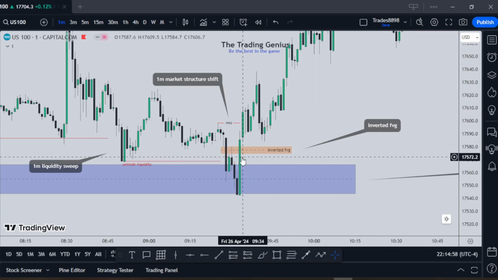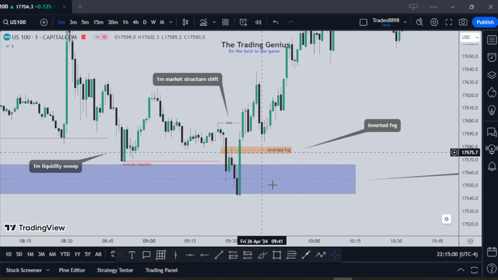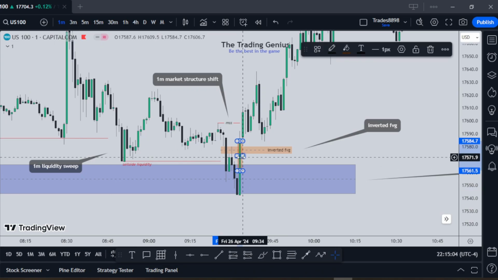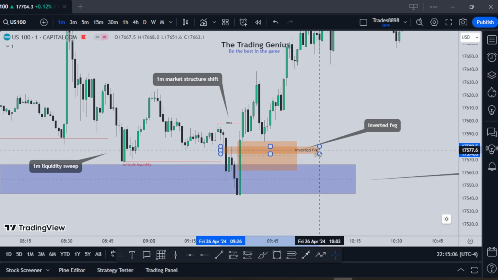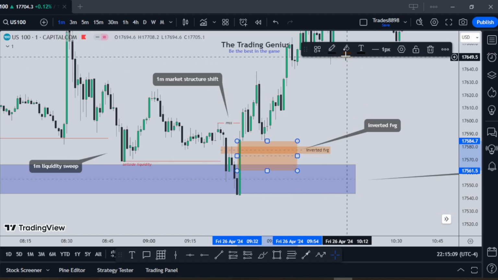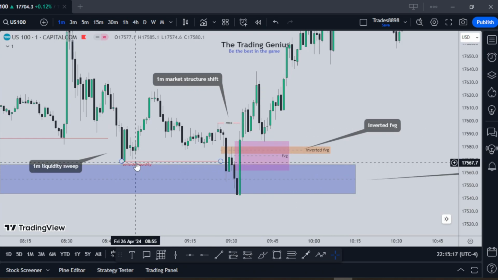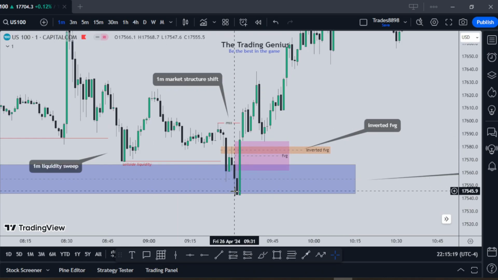And after we have this market structure shift, what do we see next? Price pulls back into what? A fair value gap. We see it right there. So now we have 4 confirmations for our entry. This is where our entry becomes a valid entry. Or we have this: we have a liquidity sweep on the 1 minute time frame, and price goes into our breaker block on the 15-minute time frame.